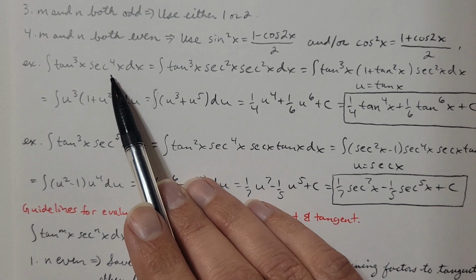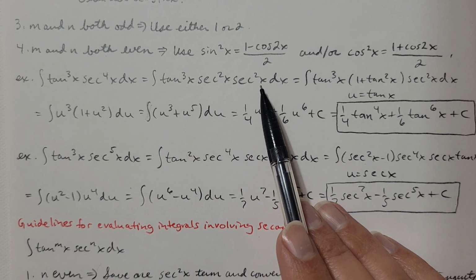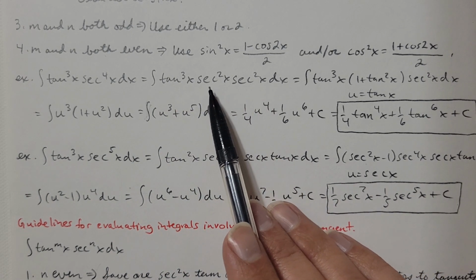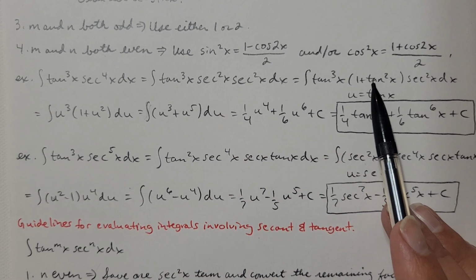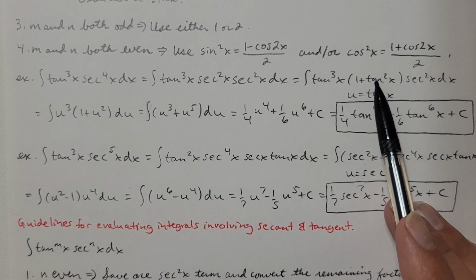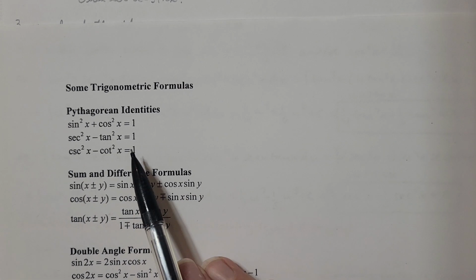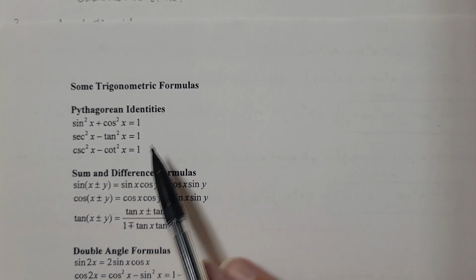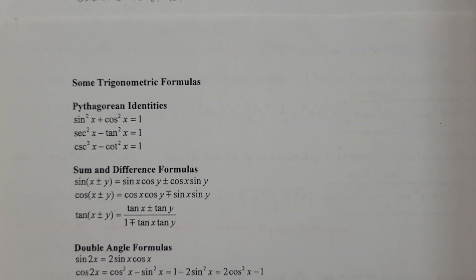We've got n is even, so I had a power of 4. I'm saving a secant squared x term, and I convert the rest of this to tangents using the Pythagorean identity there, okay? So secant squared x minus tangent squared x equals 1. And probably from what you notice here, in this section the Pythagorean identities are used quite a bit, okay? So you definitely have to make sure you know those.